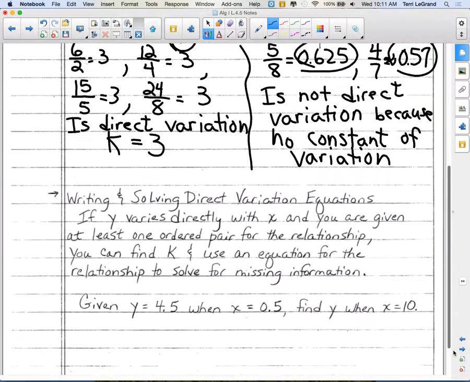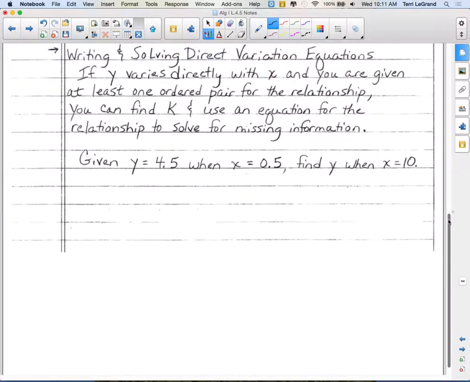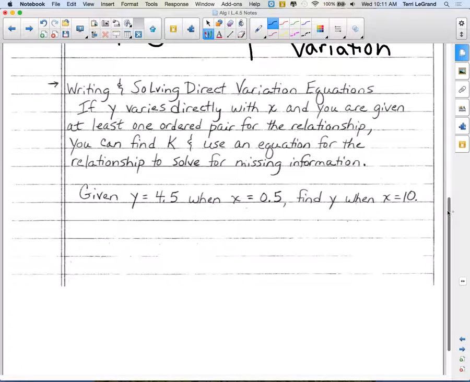Okay. Writing and solving direct variation equations. That's another thing you're going to do in your homework. And I'm not saying that we're covering everything you're going to do. This is another thing that is kind of confusing. Writing and solving direct variation equations.